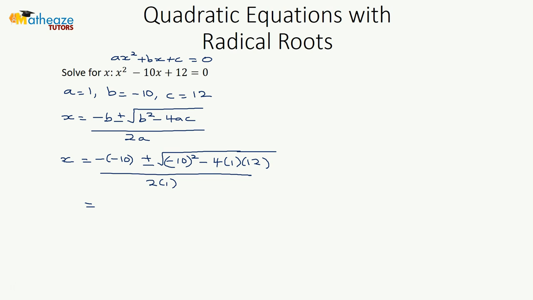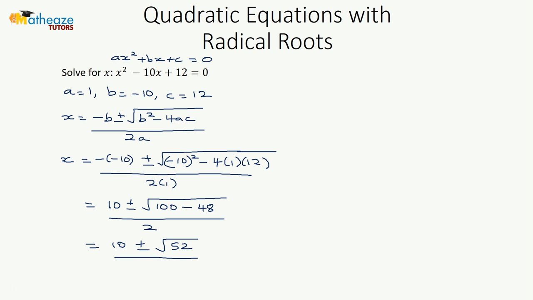So this is going to give us 10, positive, negative becomes positive, plus or minus the square root of 100 minus 48, divided by 2, which is 10 plus or minus the square root of 52 divided by 2.